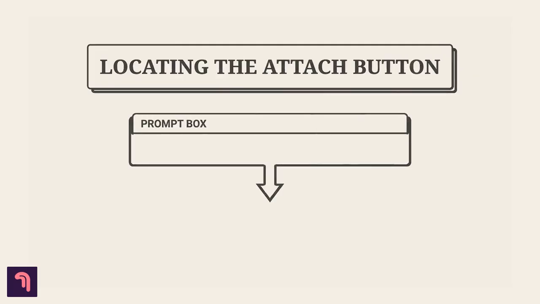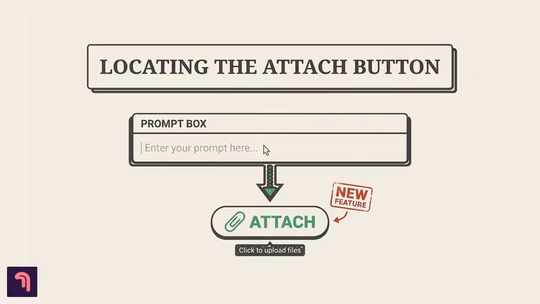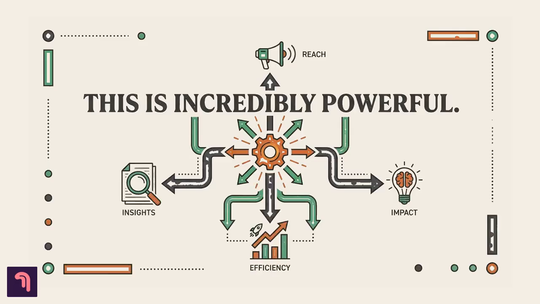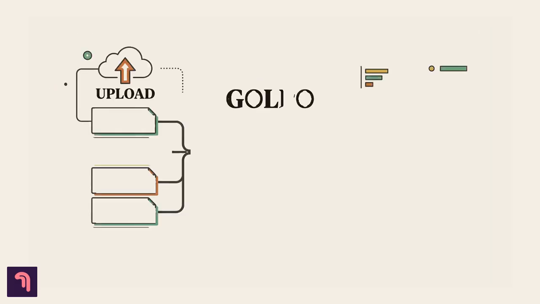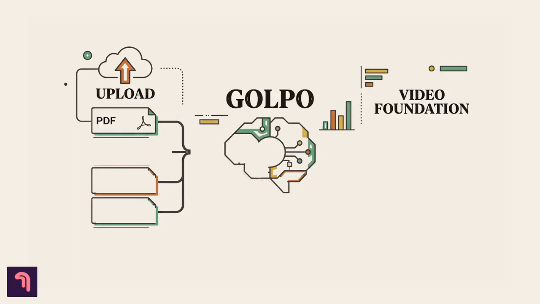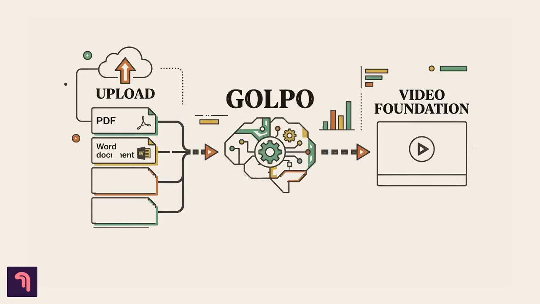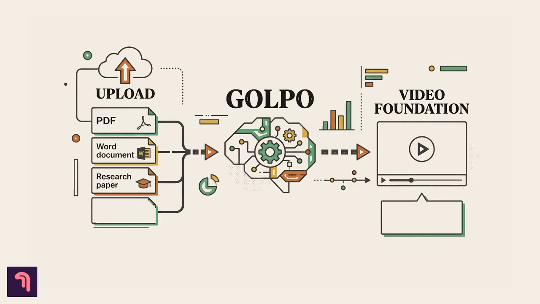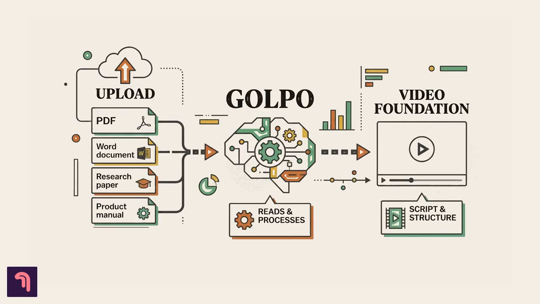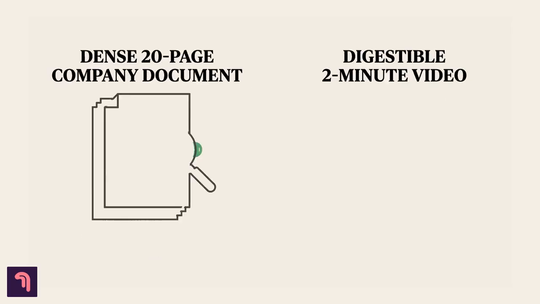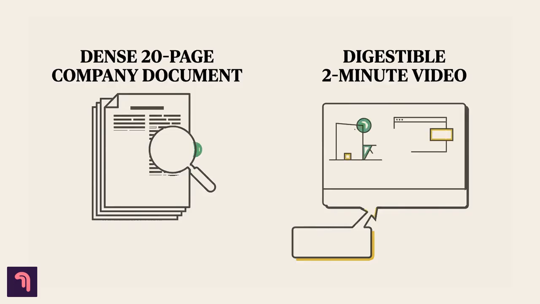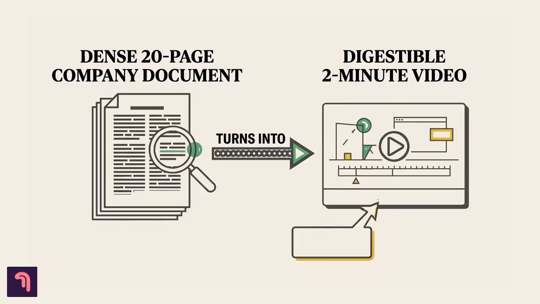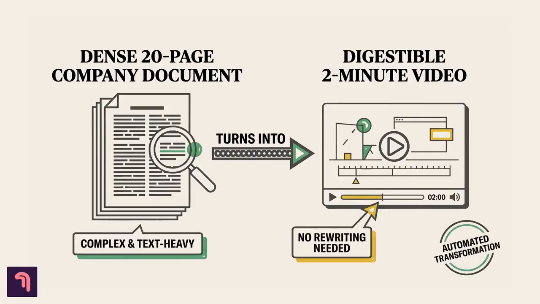Right below the prompt box, you'll see an Attach button. This is incredibly powerful. You can upload a PDF, a Word document, a research paper, a product manual, anything with text, and Golpo will read it and use that as the foundation for your video. Imagine turning a dense 20-page company document into a digestible 2-minute video without having to rewrite a single word.